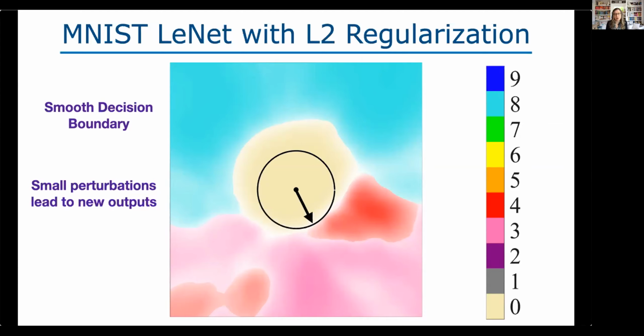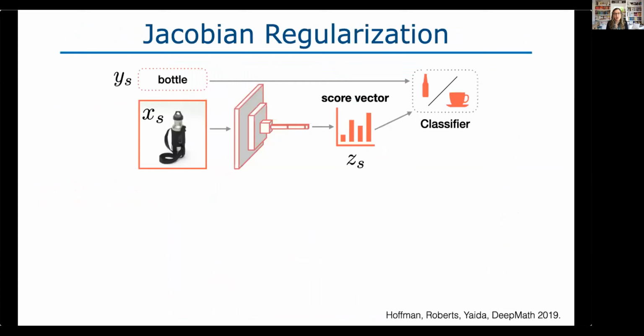So in a work that I did last year together with some of my colleagues at FAIR, what we thought about was how can we induce a larger boundary, a larger radius around a particular training data point. In order to do that, we want to think about what's the quantity that we can use to measure that radius. To do that, we use Jacobian regularization.